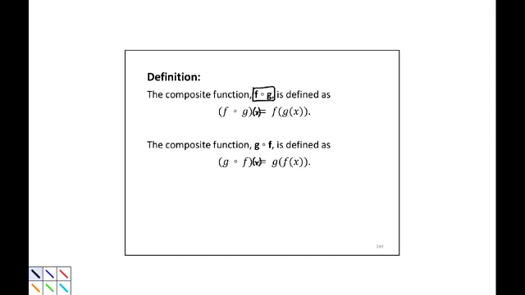f of g of x is equal to f of g of x. So we're evaluating the function f at whatever g of x is. And the composite function g of f is defined as g of f of x equals g of, parentheses, f of x. So we're putting f of x into g of x. We're combining two functions by actually putting them into one another.